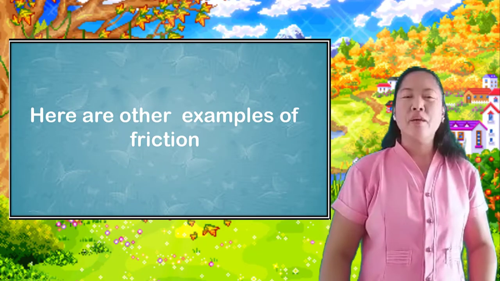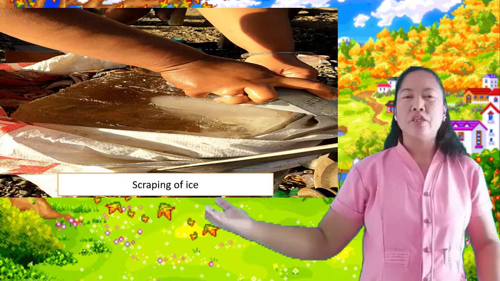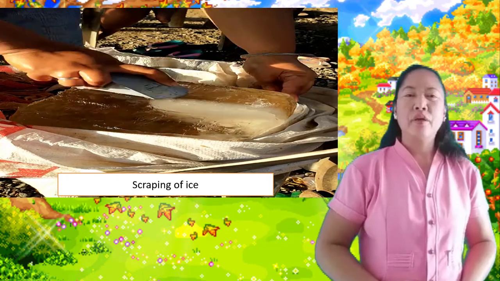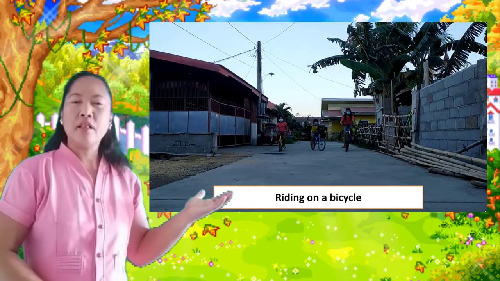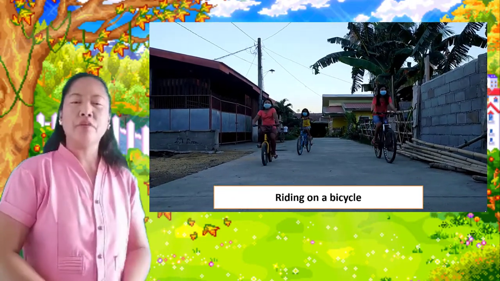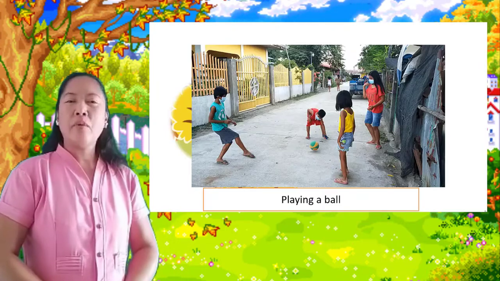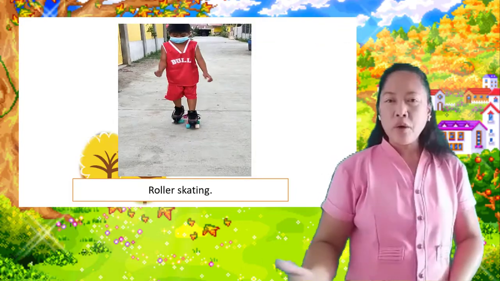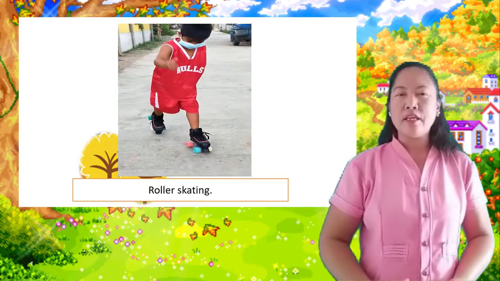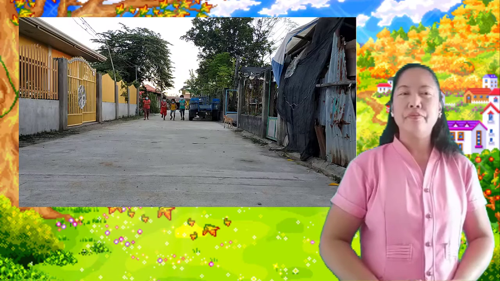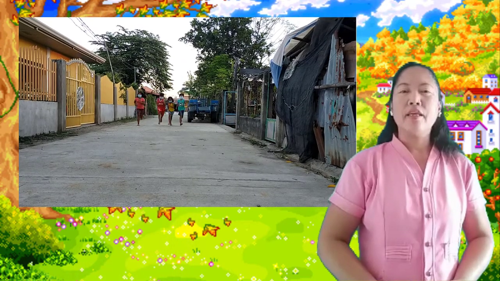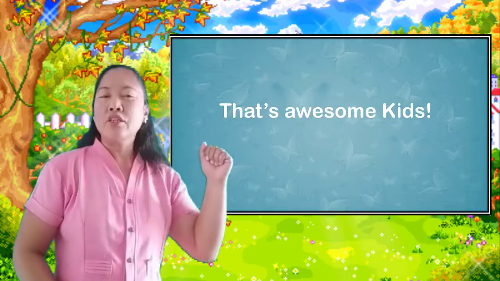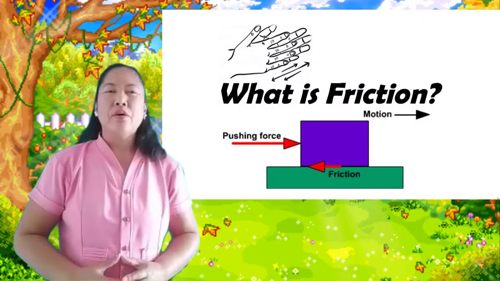Here are other examples of friction. Scraping of ice, an example of friction. Riding on your bicycle, that is another example of friction. Playing a ball, that is an example of friction. Roller skating, example of friction. Running, that is another example of friction. That's awesome, kids! What is friction?